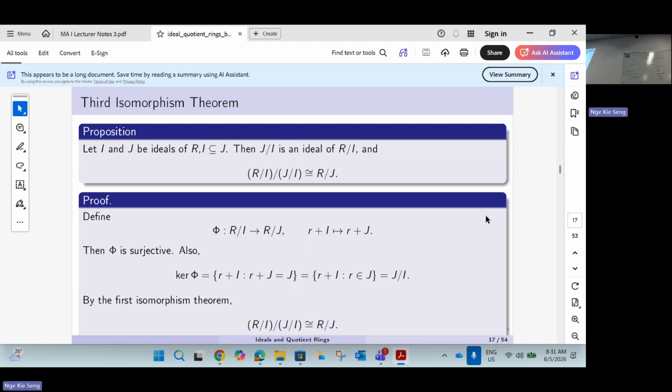We want to prove this is surjective, because what is this? This is actually a big phi. We let the big phi be defined as the map from R mod I to R mod J, sending R plus I to R plus J, and then I write down the map.